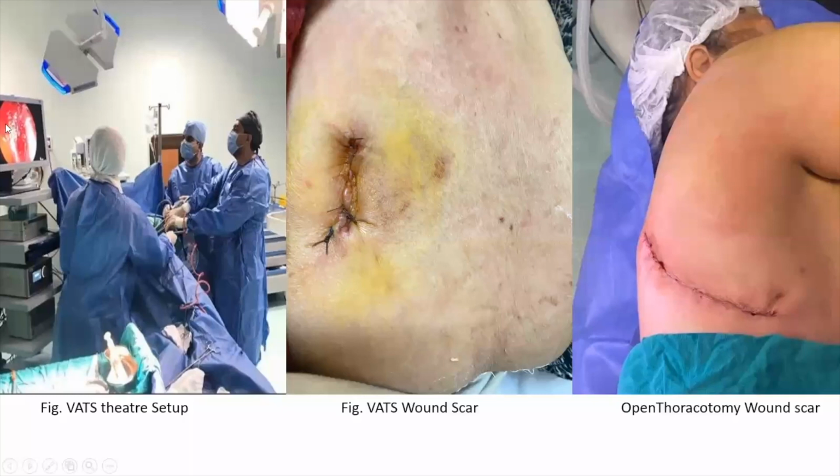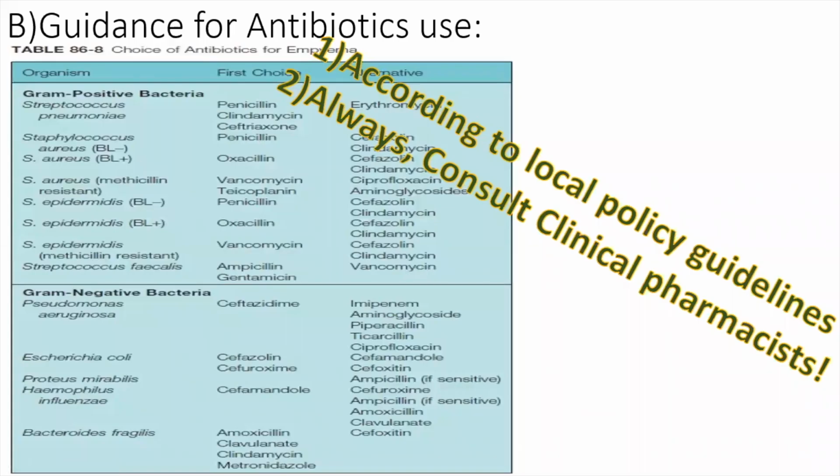This is the VATS theater setup regarding the tower, the monitor, and the light source. This is where the surgeon stands in front of the monitor, and the assistant or the cameraman can help the surgeon. This is a wound scar after VATS surgery that's about 2 finger width, and this is a scar left after the classic open thoracotomy.